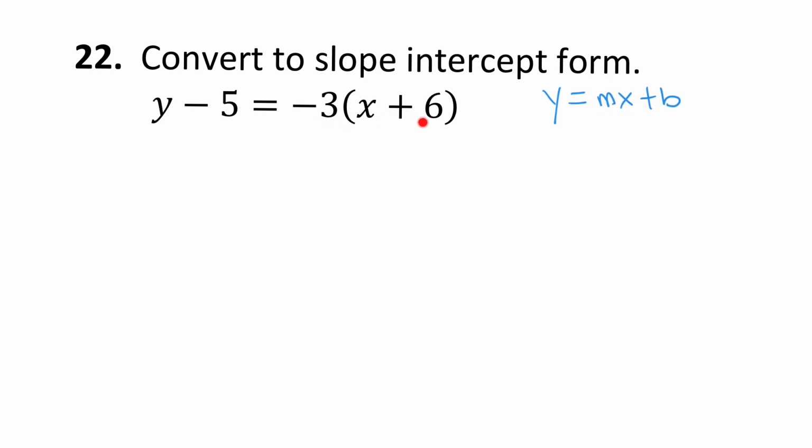Here we do have parentheses. So we have to get rid of the parentheses, and we have to get rid of the -5. We need to get y by itself. So let's go ahead and distribute first.